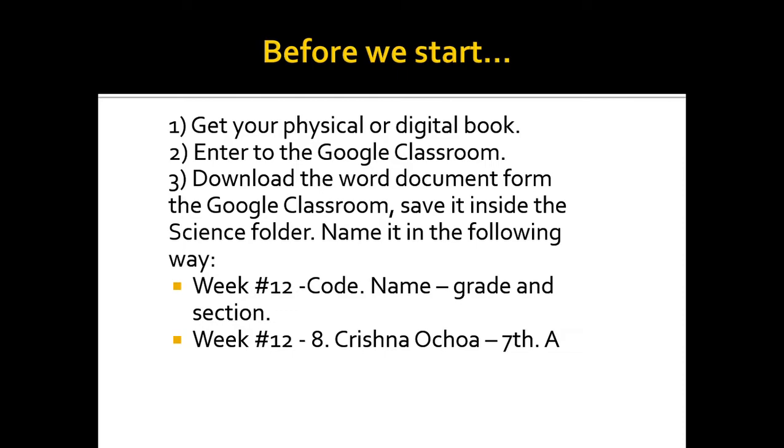So what happens here is that you need to add the week, which will be week number 12. Then you add your code, name, grade, and section. There you have an example of what it will look like. For example, in week number 12, code number 8, name Krishna Ochoa, and grade and section 7A. And this will help you out to keep track of all of the summaries that you're doing in order, because at the end you have to turn in a compilation with all of the summaries that you have done during these online lessons. And of course, that will grant you some points, so make sure to have that with you.